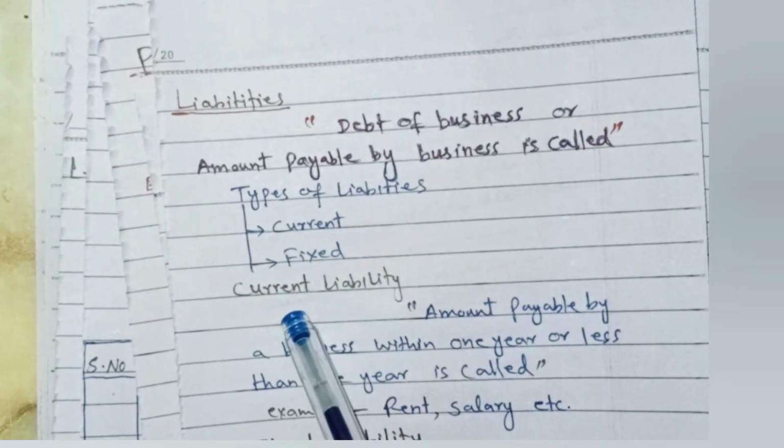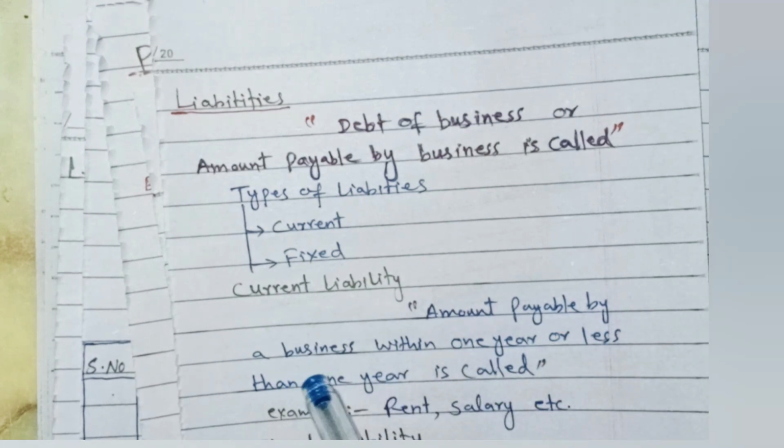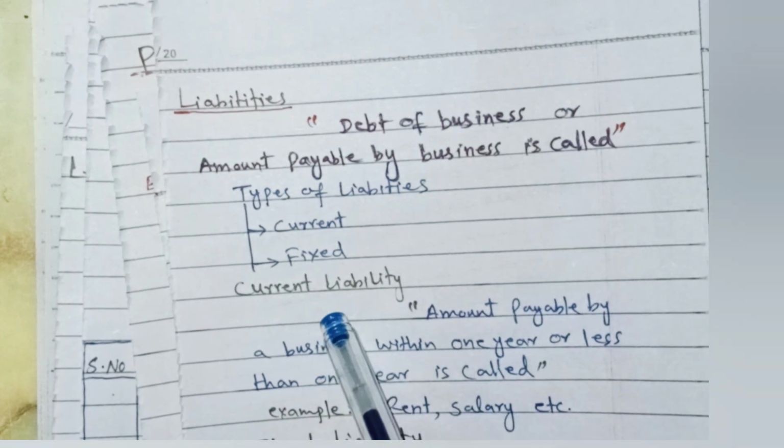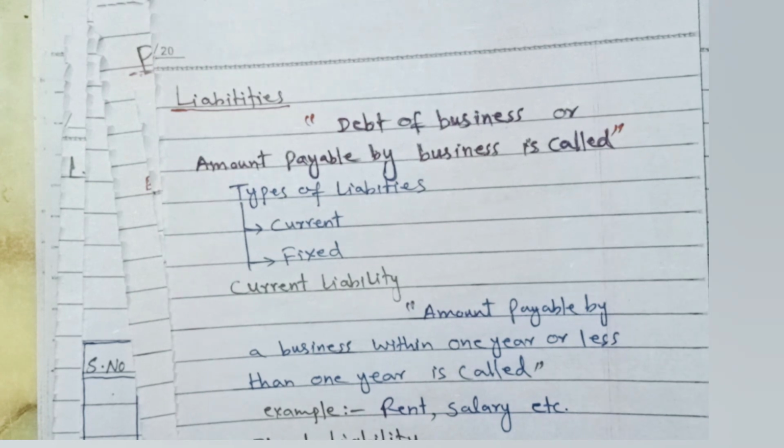First of all, we understand the definition of current liability. Amount payable by a business within 1 year or less than 1 year is called current liability. Example, rent, salary, etc. It means any amount payable by a business to any other party within 1 year or less than 1 year is called current liability. You have understood the example of current liabilities, rent, salary, etc.